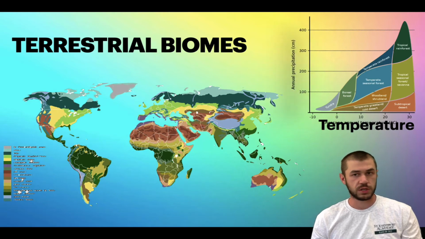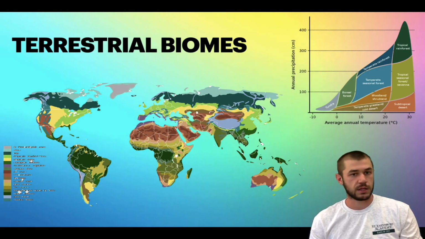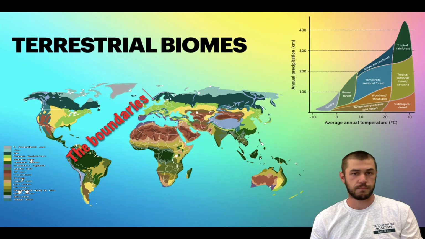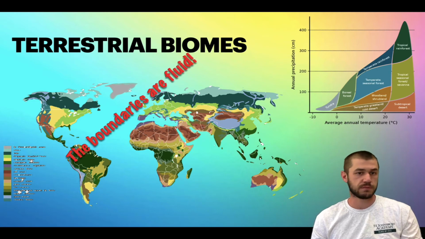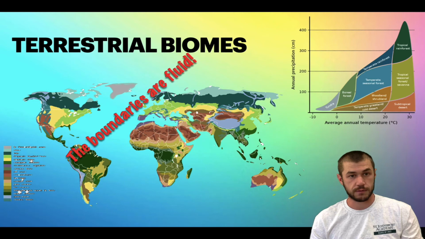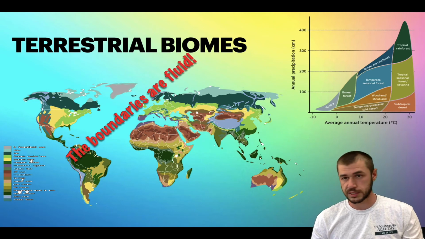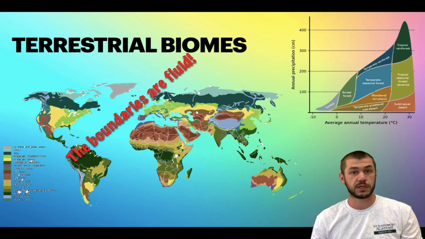It's important to know that the boundaries of these biomes are fluid. So as climate changes, temperature and average precipitation in an area shift, and that can ultimately change the biome in that given area.